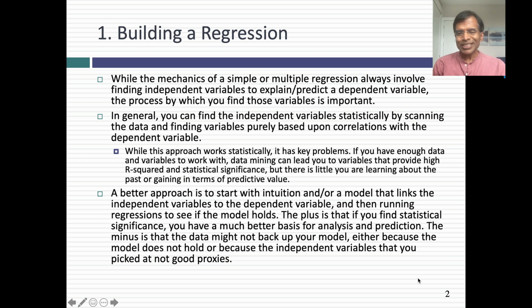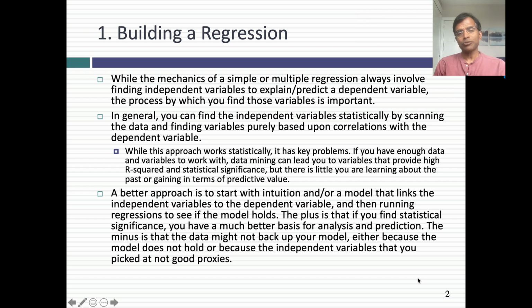The problem with statistically finding independent variables, and we're going to come back and talk more about this, is it opens the door to data mining, finding variables that give you a high R-squared but have no economic rationale or common sense behind them. So my suggestion is, at least in investing in finance, if you're going to build a regression, those independent variables have to start with common sense, intuition, and an economic model, which would lead you to make predictions, and then the independent variables can be used to see if your predictions hold true.